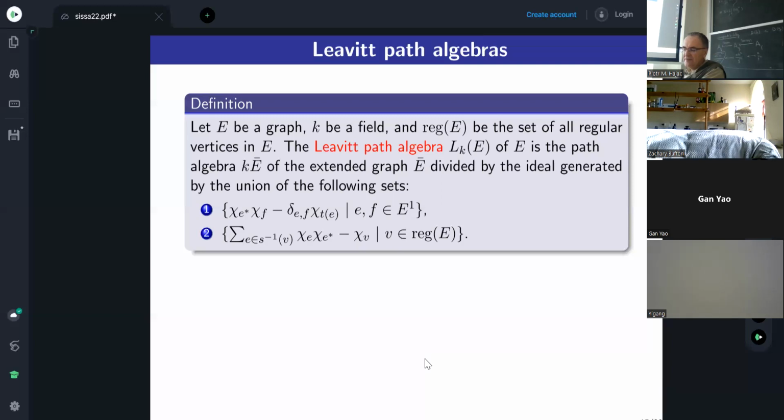The first relation tells you the following: if I take an edge e and an edge f, then when I have an edge e, of course I have a ghost edge e star. This is a path in the extended graph. So I can take chi e star and multiply it by chi f. In my algebra, it must be equal to the Kronecker delta between these two edges times chi of the vertex which is the end of path e. And if you ask why path e, not path f, well, when e is different from f, it's 0 anyway, but if e is equal to f, then it doesn't matter if it's the end of e or f, they're the same.